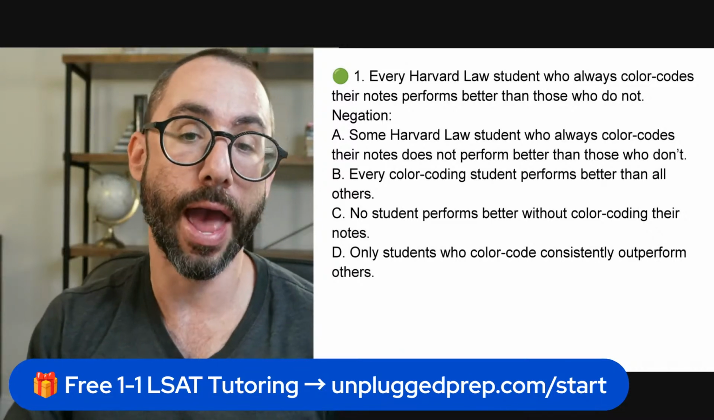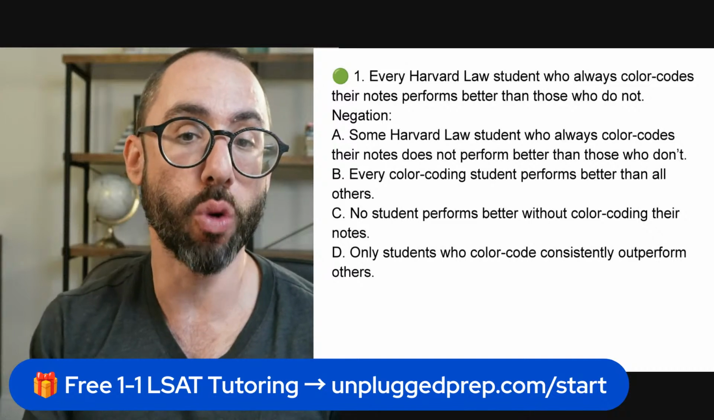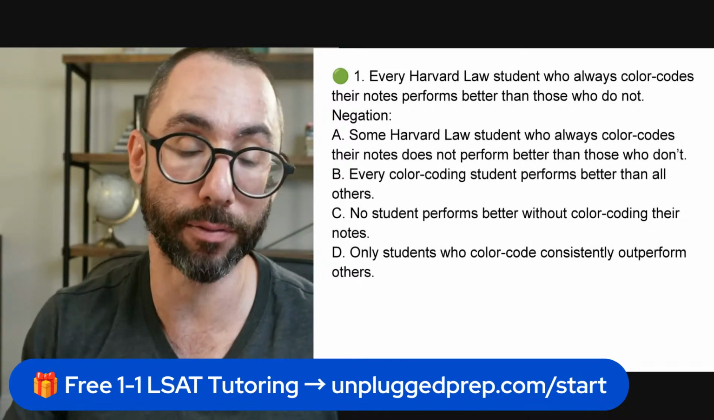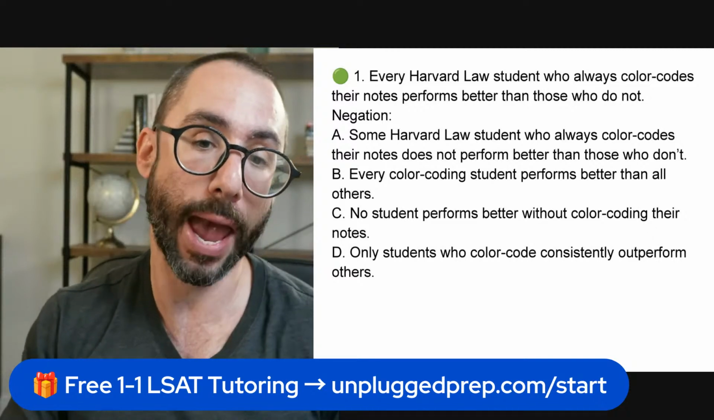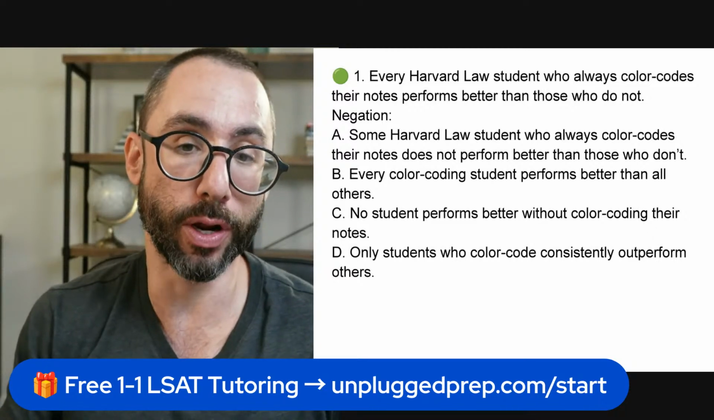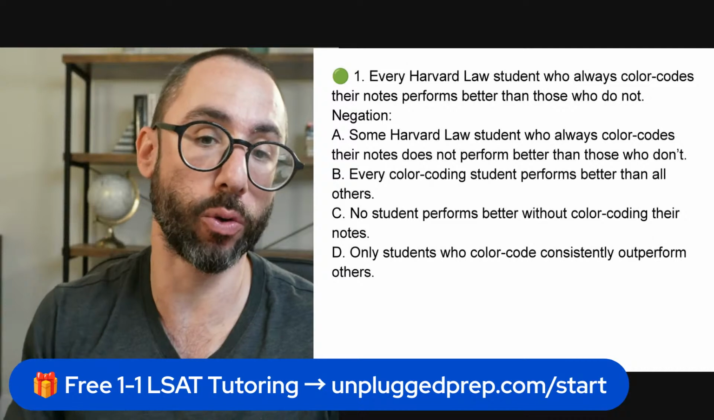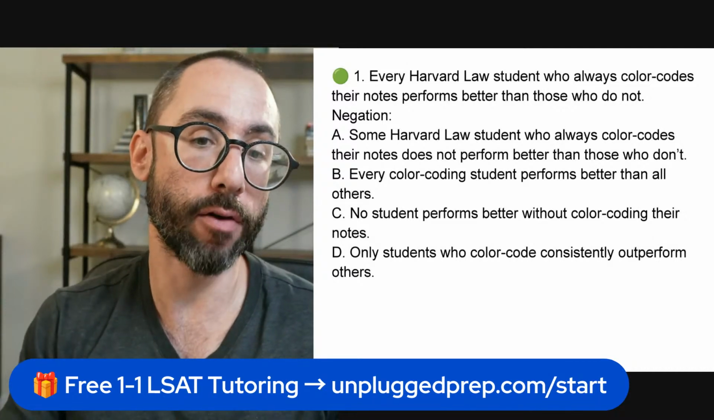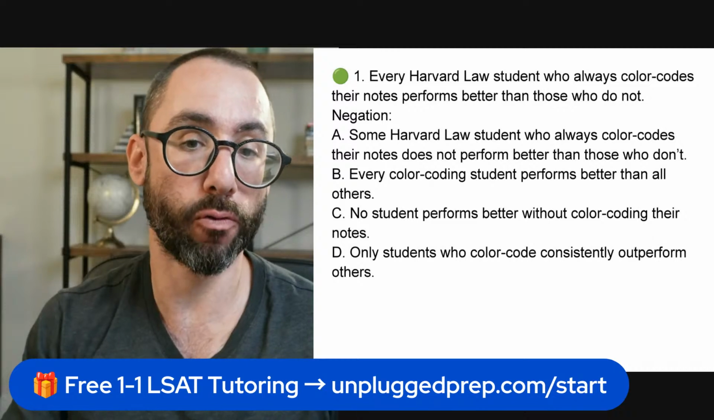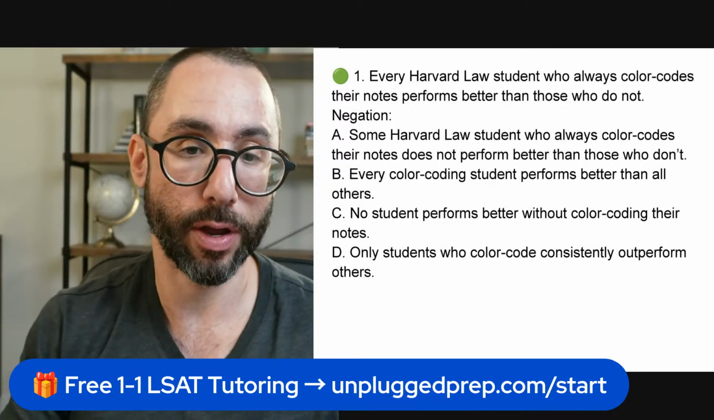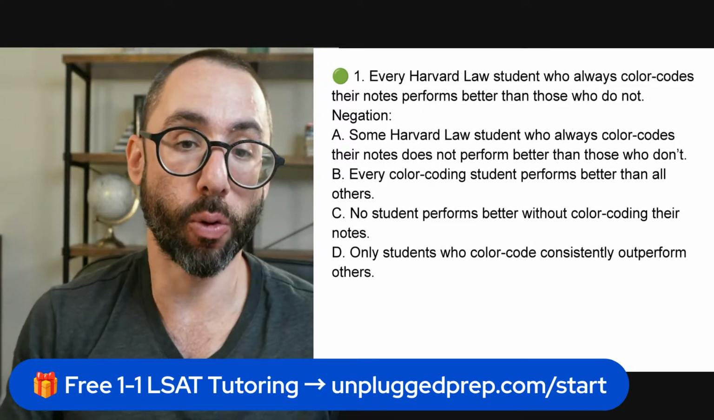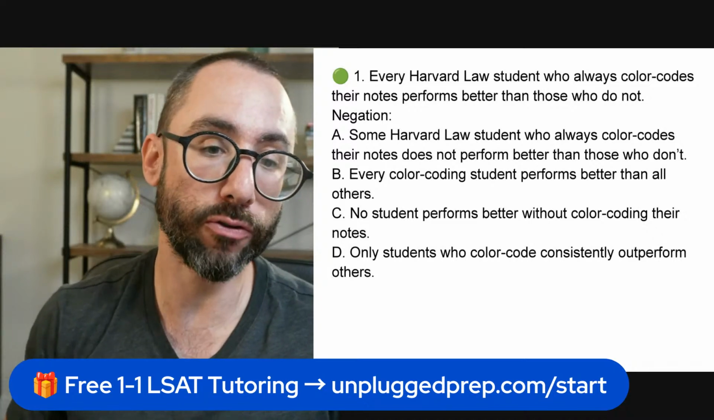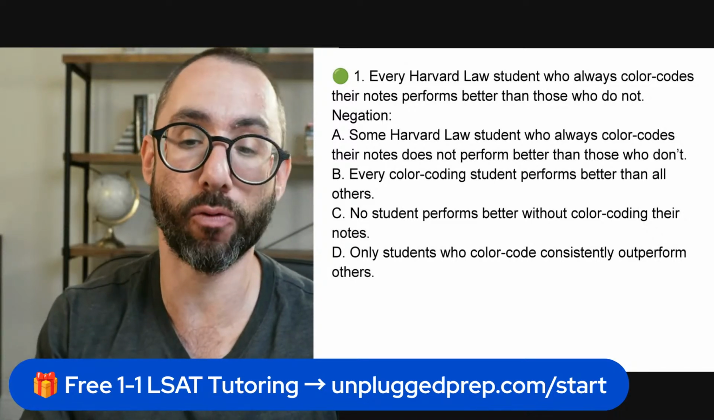Number one, every Harvard Law student who always color codes their notes performs better than those who do not. What is the proper negation? A, some Harvard Law student who always color codes their notes does not perform better than those who don't. B, every color coding student performs better than all others. C, no student performs better without color coding their notes. Or D, only students who color code consistently outperform others.